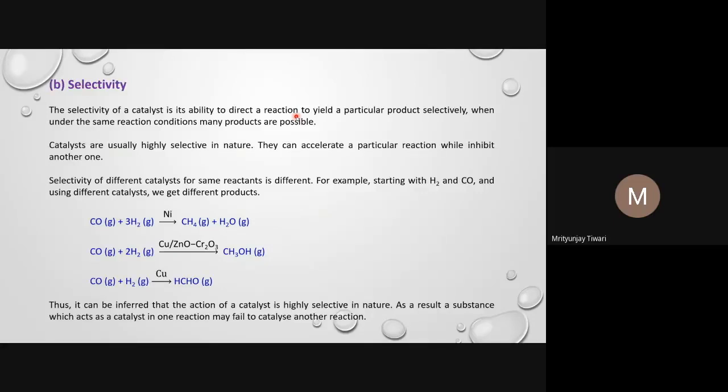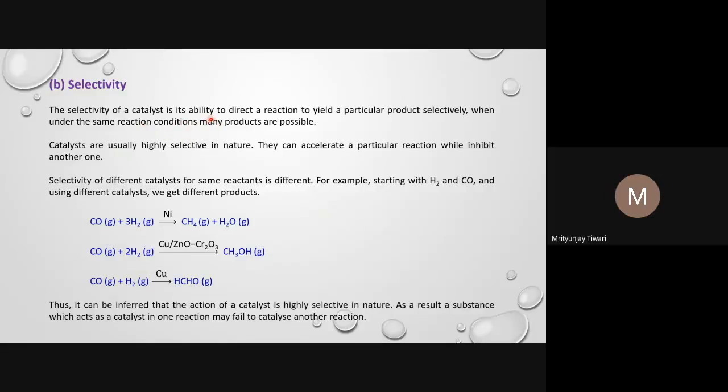What does it mean? Suppose a set of reactants is given, and these reactants have the possibility to form many products. It can form X, Y, and Z in three different directions, maybe in some other direction some other product. If a particular catalyst is used, it catalyzes only one particular reaction, and so in the particular pathway, it facilitates the reaction to go, and that is called the selectivity of a catalyst.